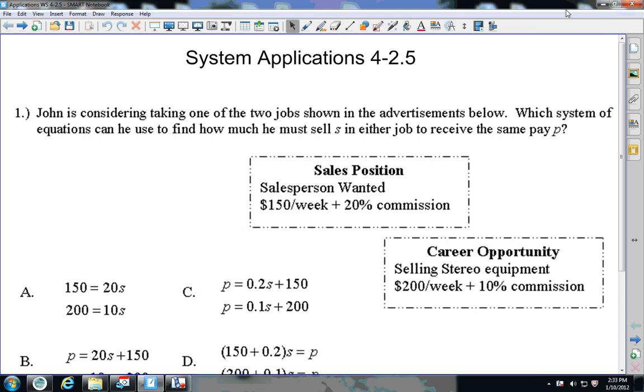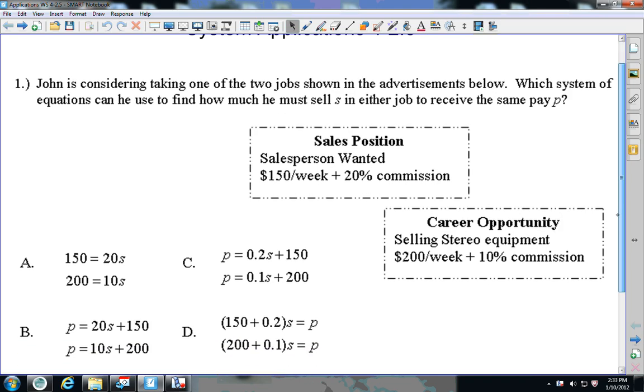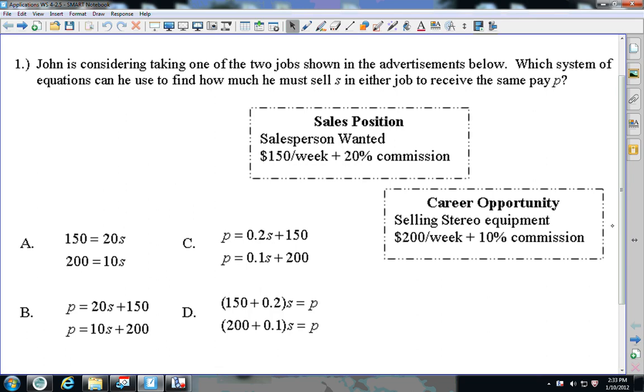Okay, we're going to be practicing solving systems of equations, applications, and actually what we're going to do is just go through and write the systems, trying to be able to put them together. Right here on the first problem, it says John is considering taking one of two jobs shown in the advertisements below. Which system of equations can he use to find out how much he must sell in either job to receive the same pay? So let's look at the first equation.